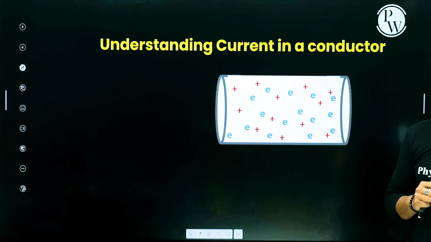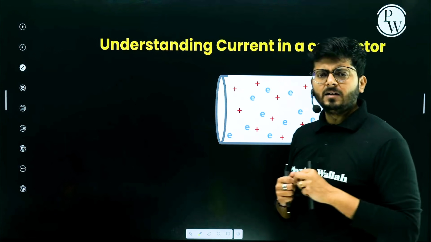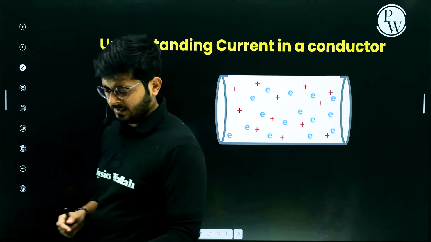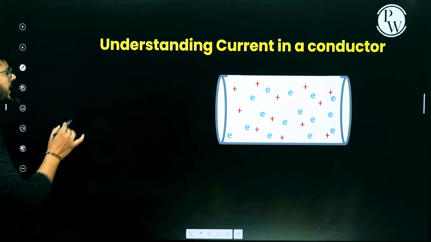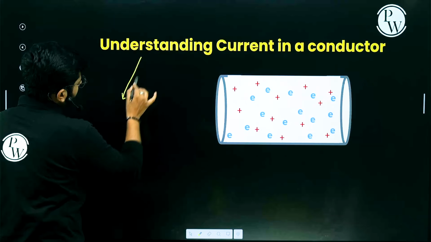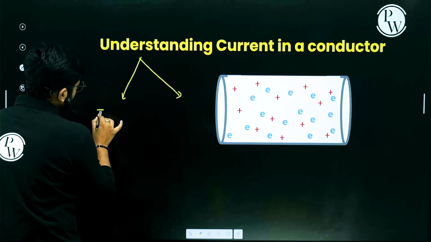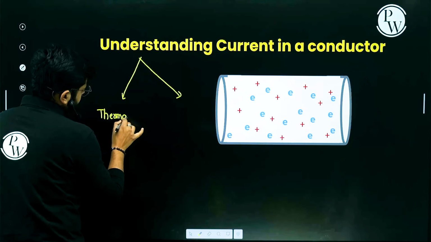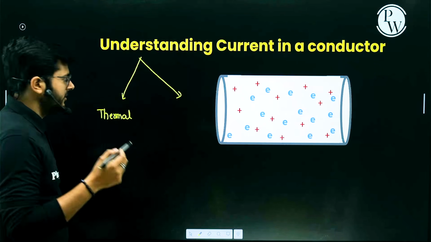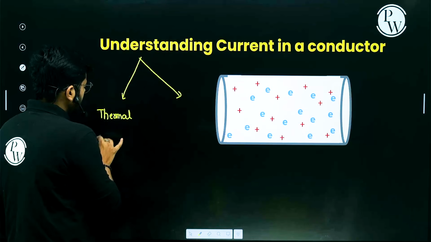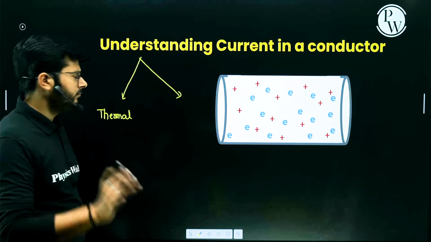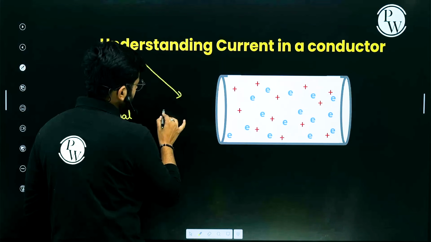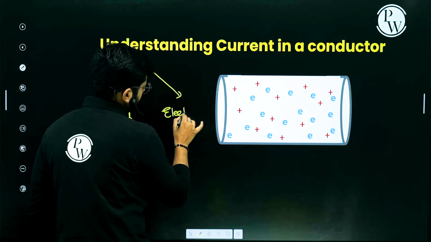But we have found that there are two possibilities that will cause the movement of charged particles, right? What are those two possibilities? First, the charged particles will move due to heat. It is thermal motion, thermal energy, or we can say thermal agitation. And the second kind of movement is due to the external electric field, right?